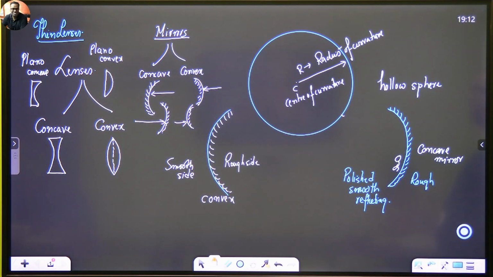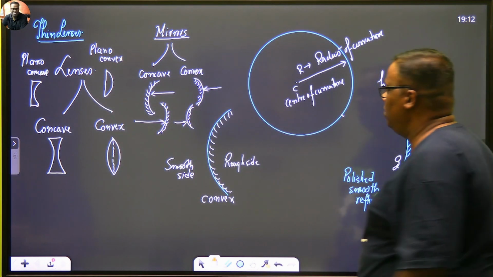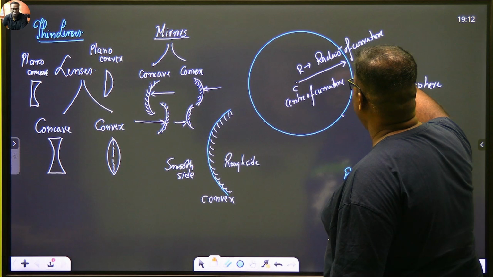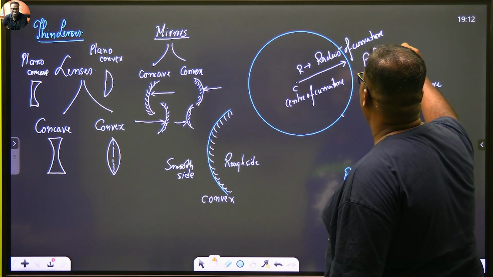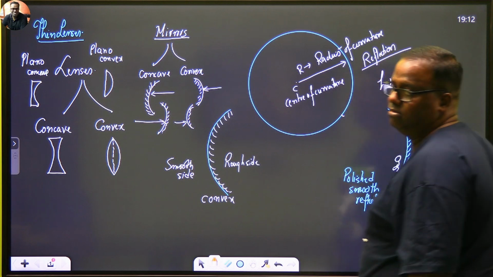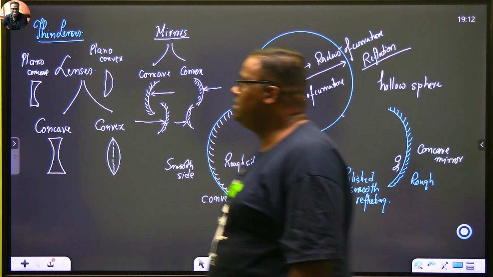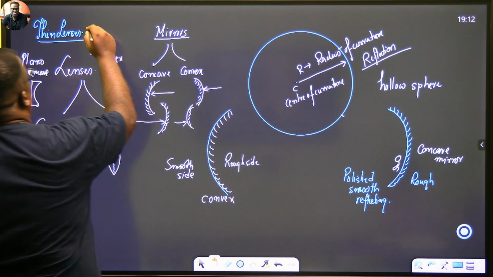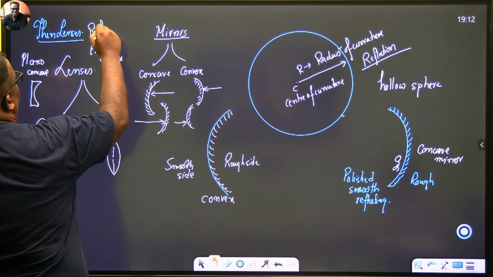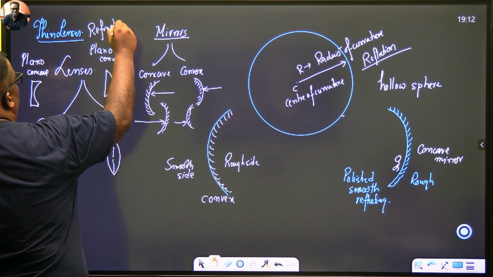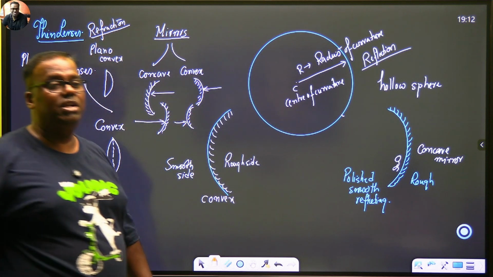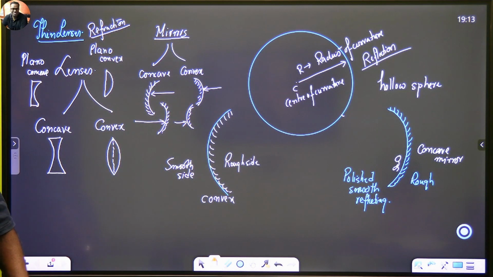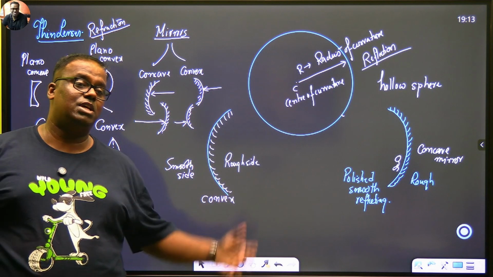Usually you should know mirrors and lenses. When we study mirrors, mirrors are all the ones which will be studied as a part of reflection. Understood? Lenses are the things which will be studied as a part of refraction. Sir, what is refraction? Bending of light as it moves from one medium to another, and the bending is usually due to the change in speed of light. Refraction always happens at the interface.